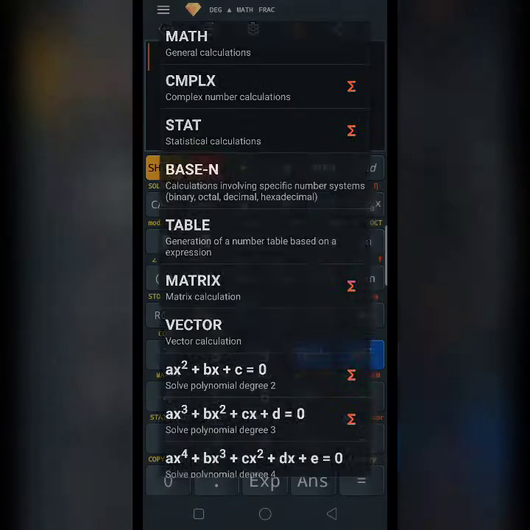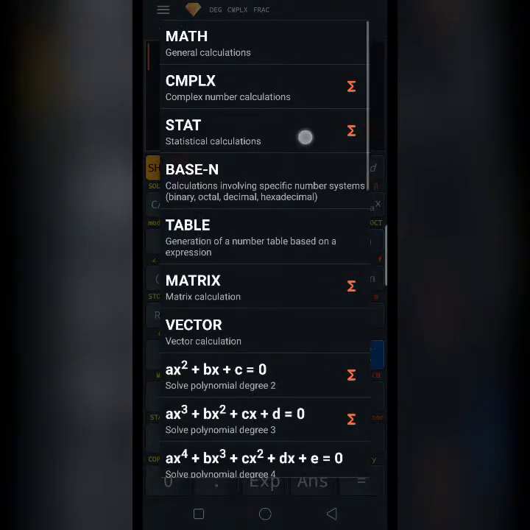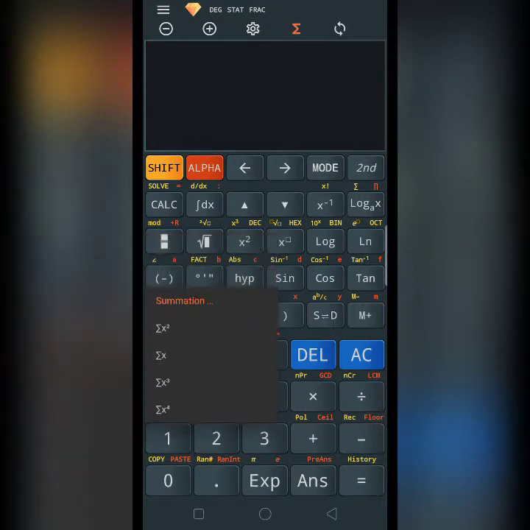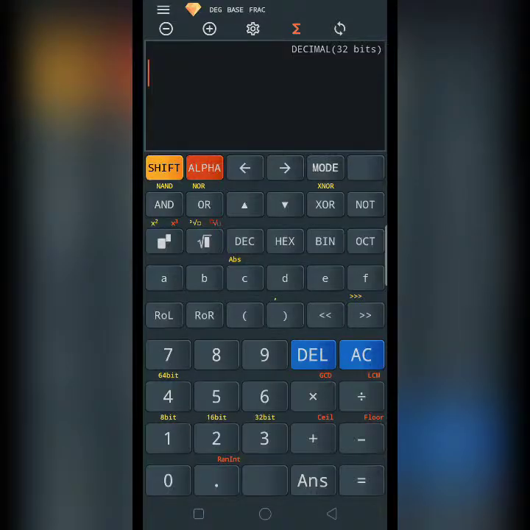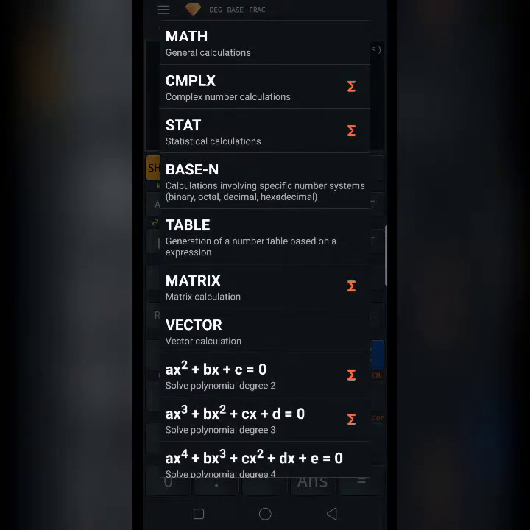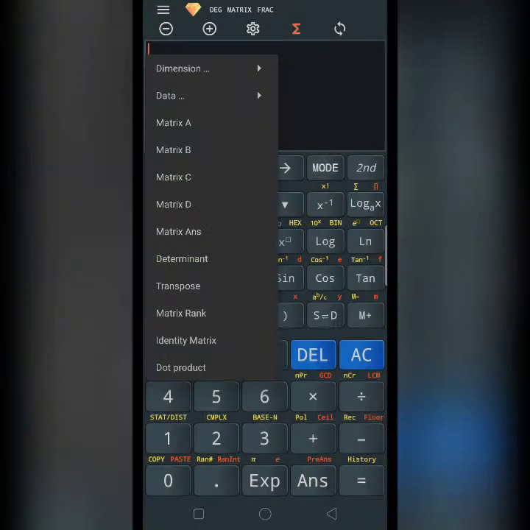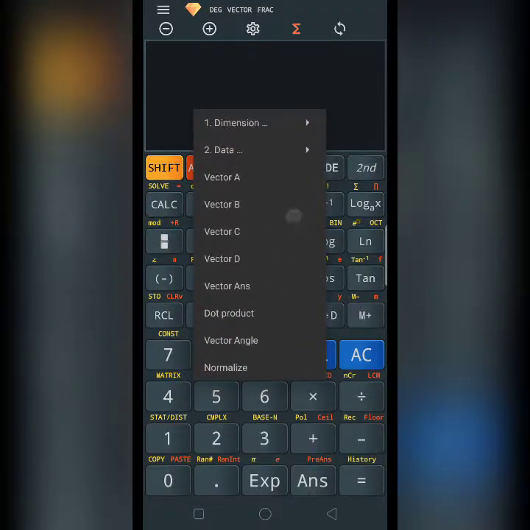Napakarami pang pwedeng ma-explore kayo dito sa mode. Ayan, so meron tayong iba't iba. So, stat, ito, pwede mo magamit yung statistics dito. And, hindi lang yun. Marami pa. So, ayan. Table, and vector, matrix, ito yung vector.